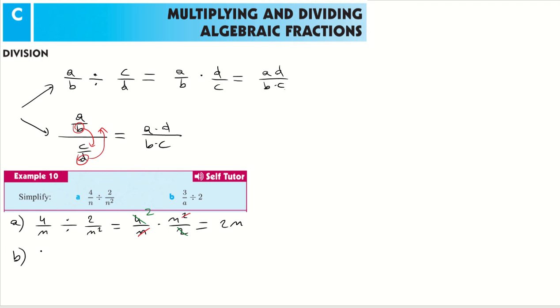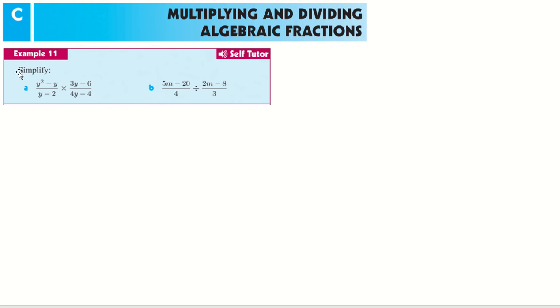And then b, 3 over a divided by 2. So that should be equal to 3 over a times, the 2 is actually 2 over 1. And you switch the numerator and the denominator, so that is times 1 over 2. And that is basically 3 over 2a. Okay, let's go to example 11.